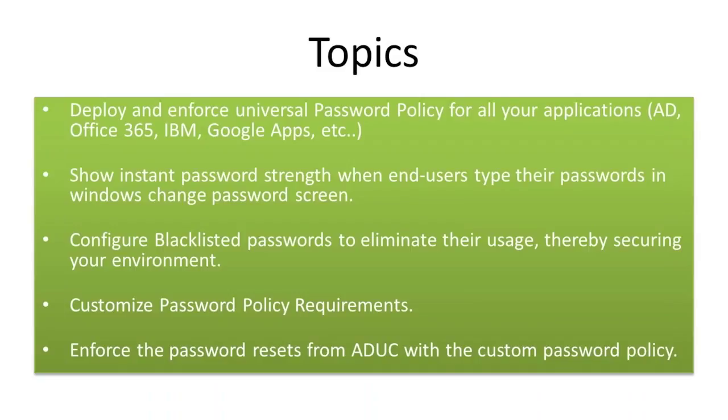So the points that we are going to see today: the first one would be deploying and enforcing universal password policy for all your applications, that is Office 365, IBM, Google Apps, and Active Directory, which is connected with AD Self-Service Plus. The second would be showing instant password strength when end users type their passwords in Windows and also on the change and reset password from the web interface. The third would be configuring blacklisted passwords to eliminate their usage, thereby securing your environment.